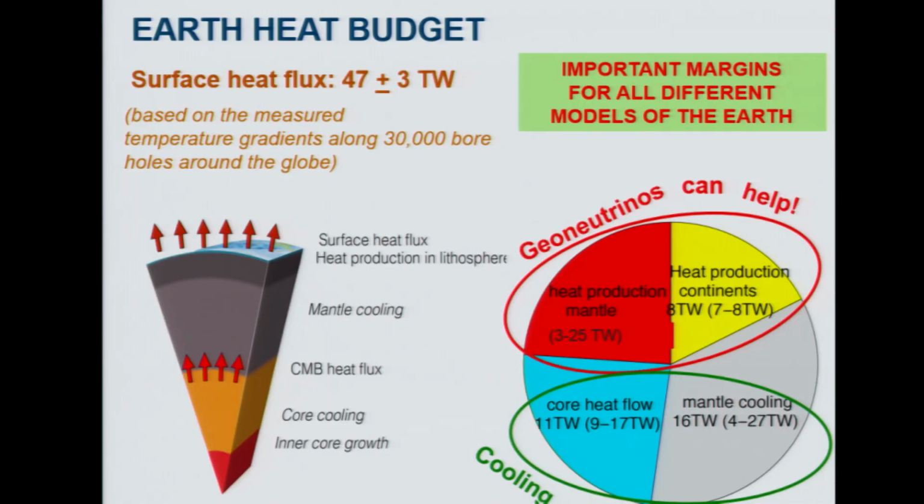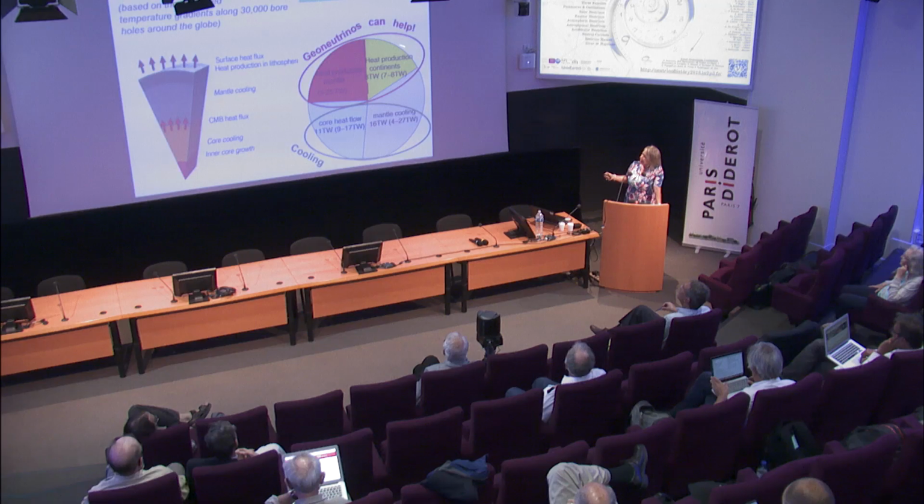So the total integrated heat flux which is going out of our planet was estimated, based on the measurement of the temperature gradients along several thousands of boreholes around the globe, to be 47 plus minus 3 terawatts. Now, there are two main contributions to this number. One part is the latent heat from the time of the accretion, let's say, so it's the cooling of the core and the mantle. The other part is the radiogenic heat from the decay of long-lived radioactive elements. And exactly this part is what the geoneutrino studies can pin down.